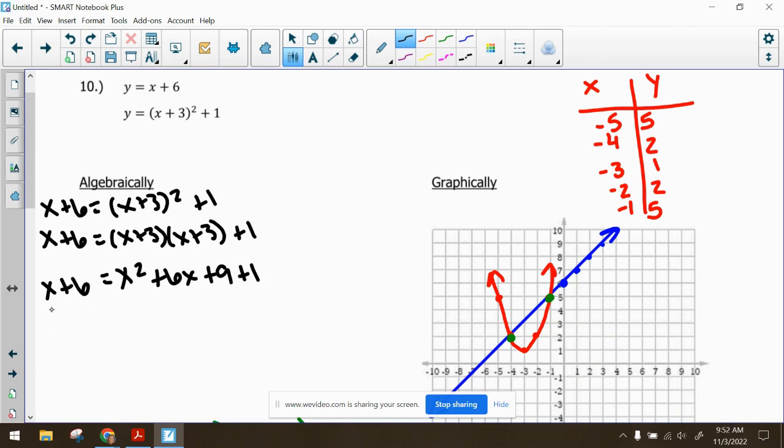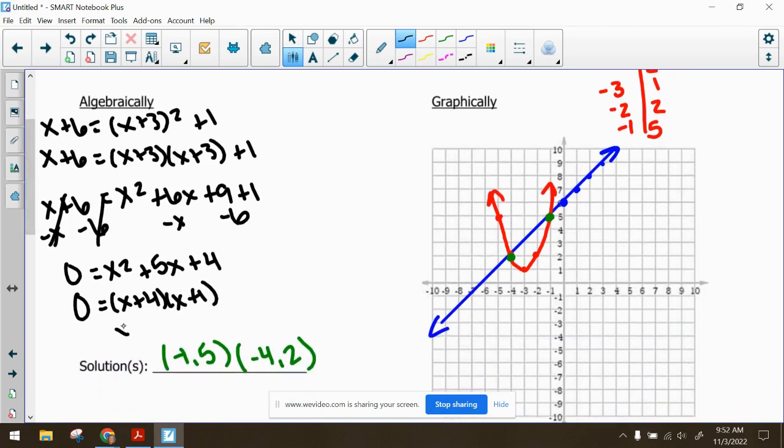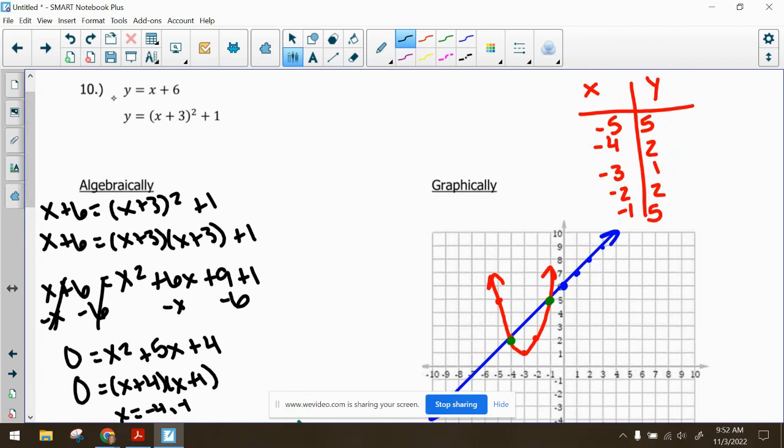And then we can go ahead and start to move some stuff around in order to factor. So I'm going to subtract x because I need this equal to 0. Subtract 6. So I'm left with 0 equals x squared plus 5x, looks like plus 4 at the end. Eventually, once we do the x method, this will factor into (x plus 4)(x plus 1), where x will be equal to -4 and -1, which is the 2 x values that we found. So now I'm going to go back and plug them back in to find the y values.